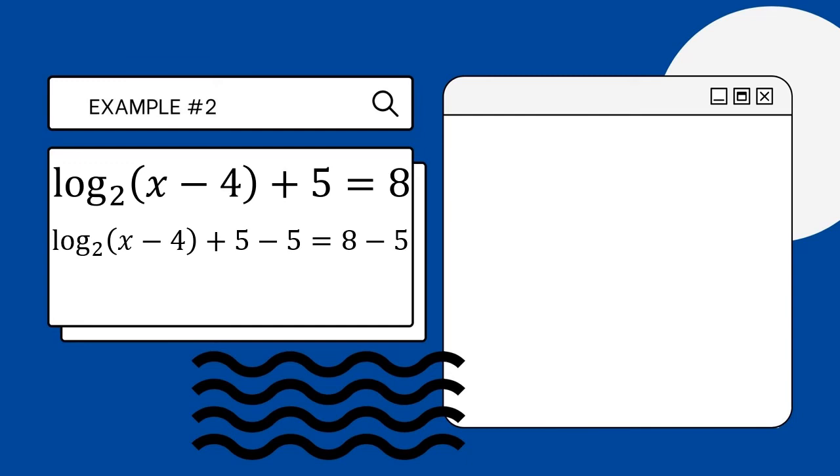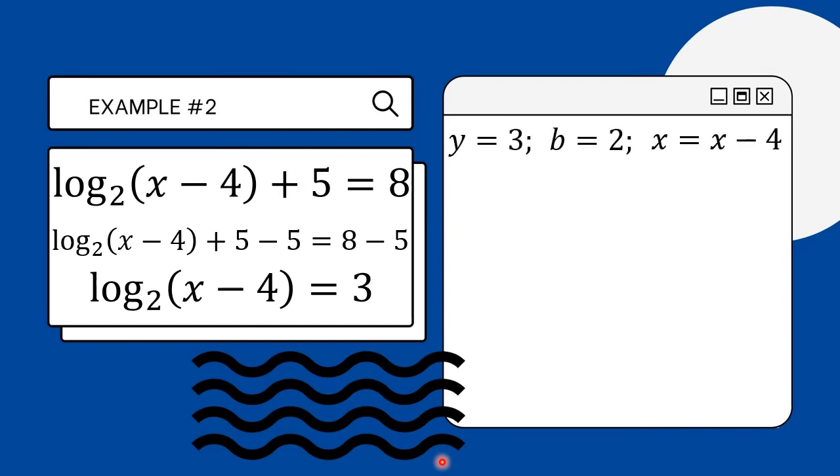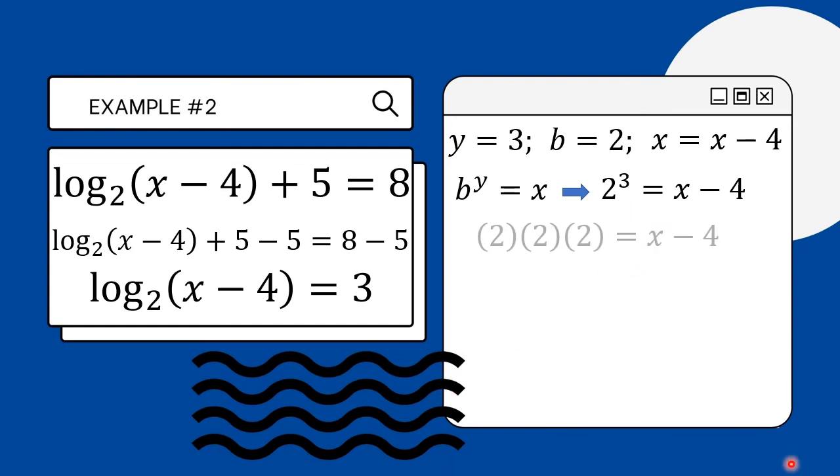Now, we need to find the value of y, b, and x. Our y here is 3, b is 2, and x is equal to x minus 4. Let's substitute it using b raised to y is equal to x. And we'll get 2 raised to 3, which is equal to x minus 4. Simplifying that, 2 raised to 3 will get 2 times 2 times 2, which is equal to 8. So 8 is equal to x minus 4. Then, let's add positive 4 on both sides of the equation. 8 plus 4, that is 12. Negative 4 plus 4, that is 0. So we'll get x is equal to positive 12.